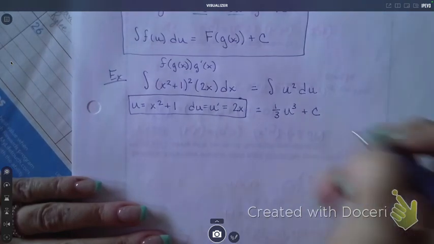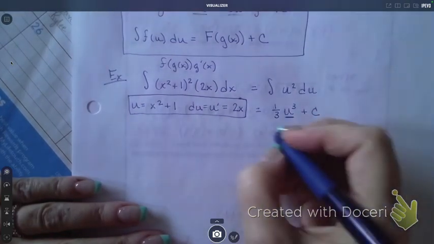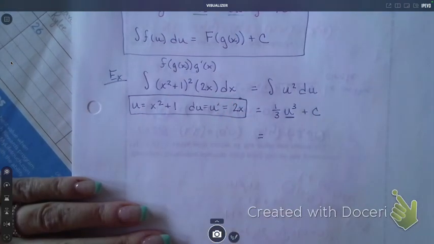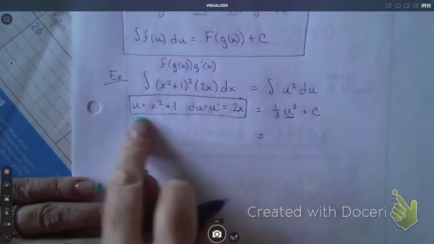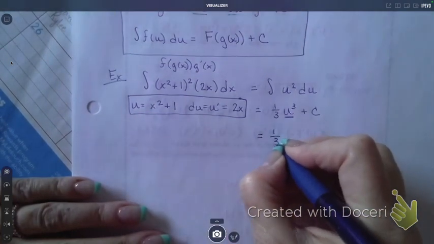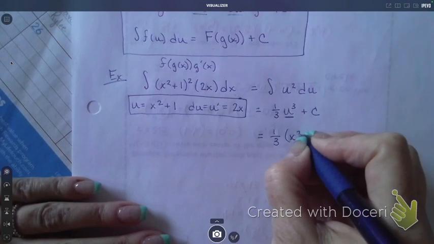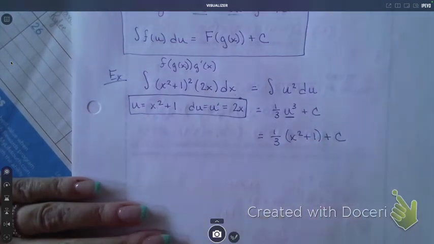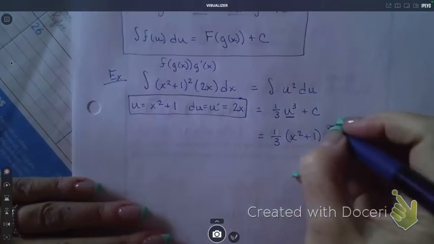Okay? But now we need to substitute back in the u, because that wasn't in the original problem, was it? No. So what is u? X squared plus 1. So we have 1/3 x squared plus 1, plus c. Oh, I forgot my cube, didn't I? Yeah.